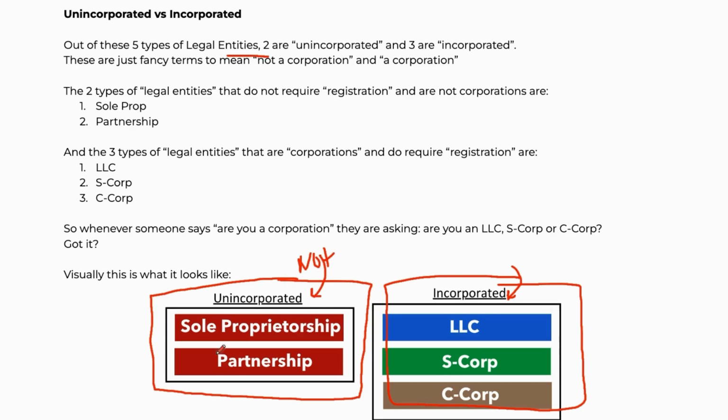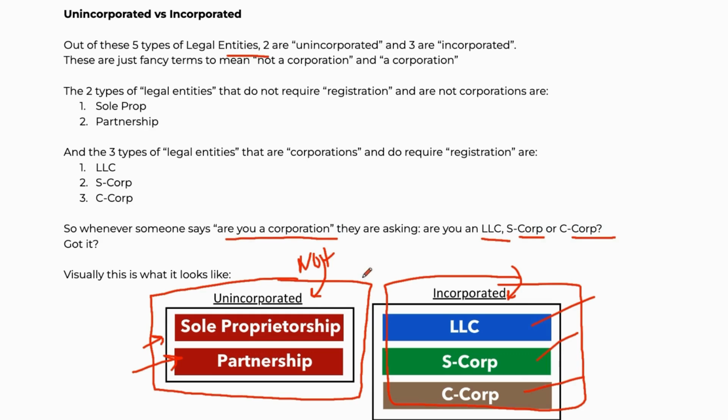So the 2 that are not corporations are a sole prop and a partnership, okay? And then an incorporated entity would be an LLC, an S Corp, and a C Corp. And so whenever anybody says, hey, are you a corporation? What they are asking is, hey, are you an LLC, an S Corp, or a C Corp?